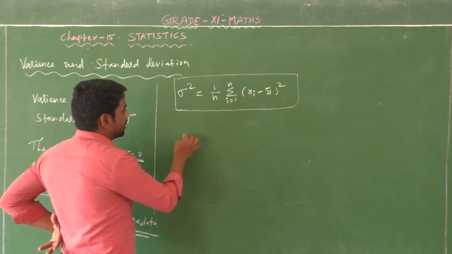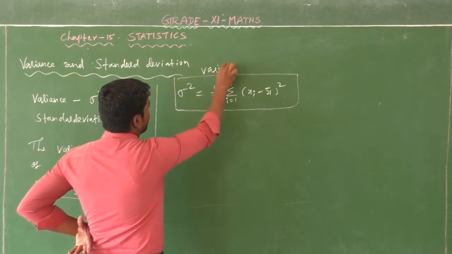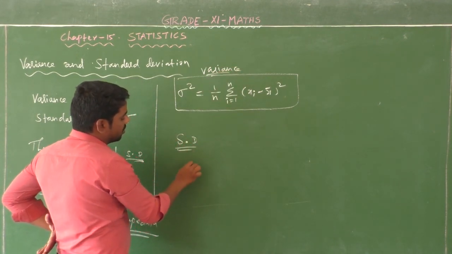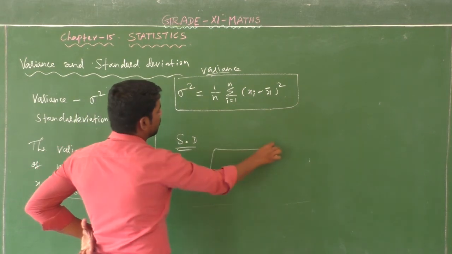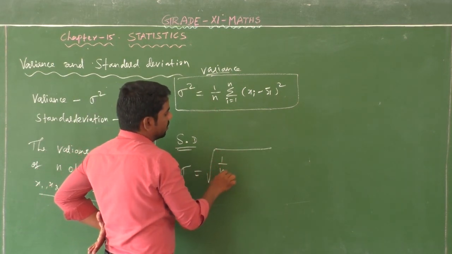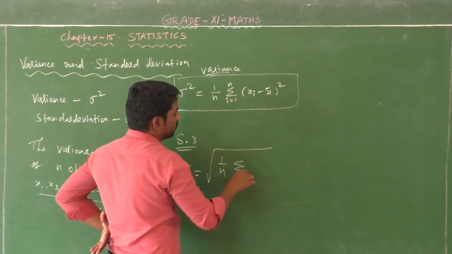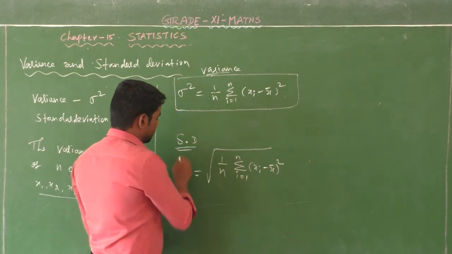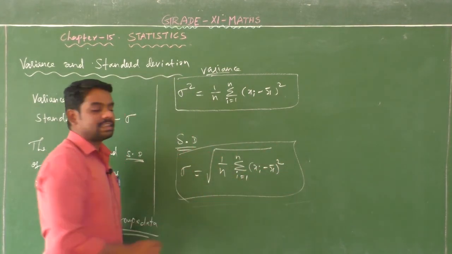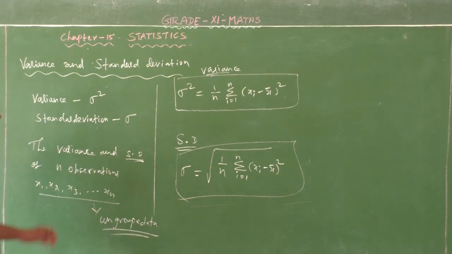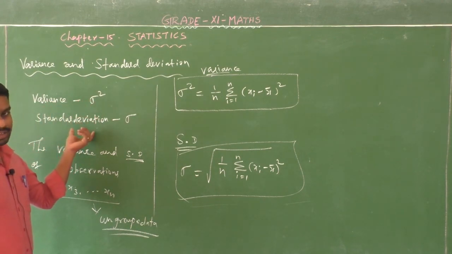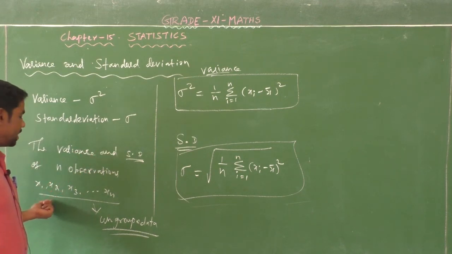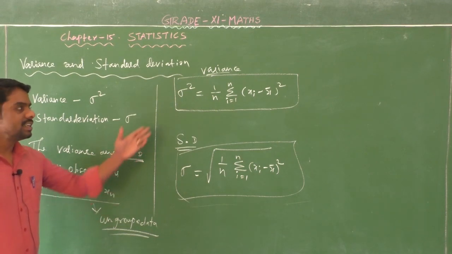And standard deviation is called sigma. Sigma equals the square root of this variance, so the square root of 1 by n summation of i equal to 1 to n of xi minus x bar the whole square. Listen, variance is called sigma squared and standard deviation is called sigma. So the variance and standard deviation of n observations x1, x2, x3 up to xn are given by this formula.